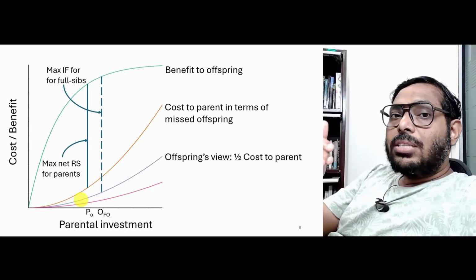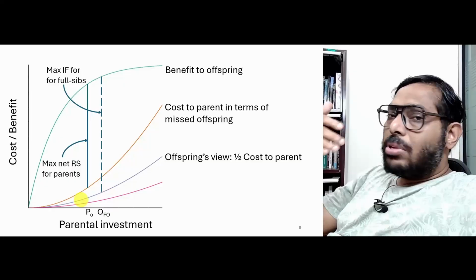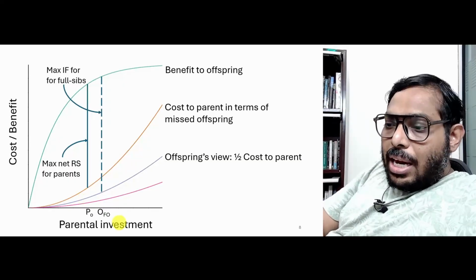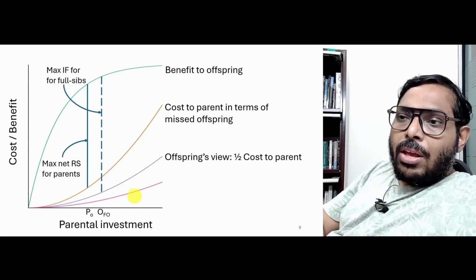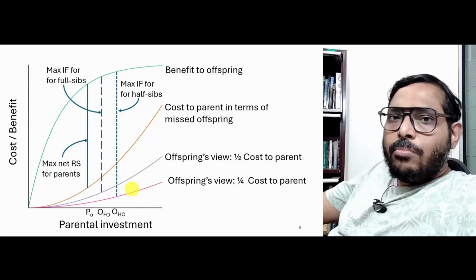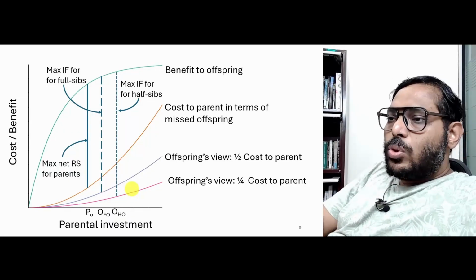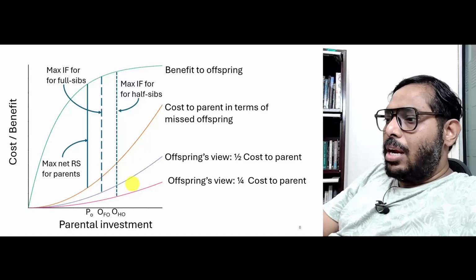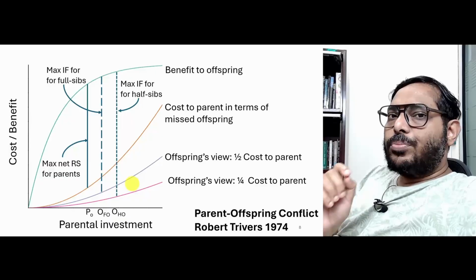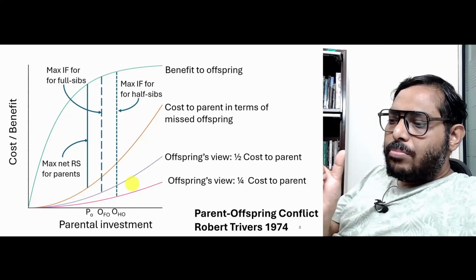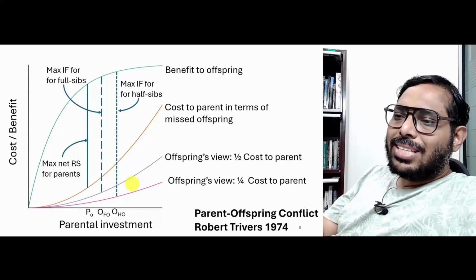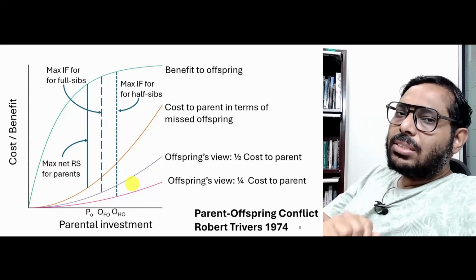Suppose you have, let us say, one mother but multiple fathers, or the other way around. Then the offspring are all related to each other by 1/4, and that is this graph, this pink one. So, obviously, in this case the maximum inclusive fitness is going to be even more towards the right-hand side. This graphical model that I told you is what is known as parent-offspring conflict, and this was proposed by Robert Trivers in the year 1974. It is a very famous, highly cited paper where he essentially proposes this graphical model.